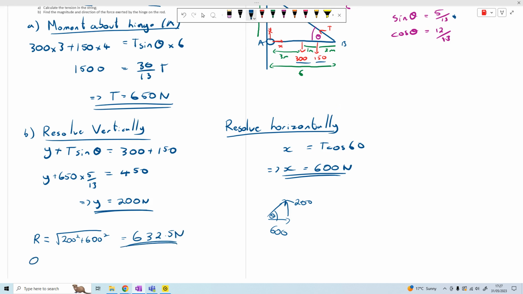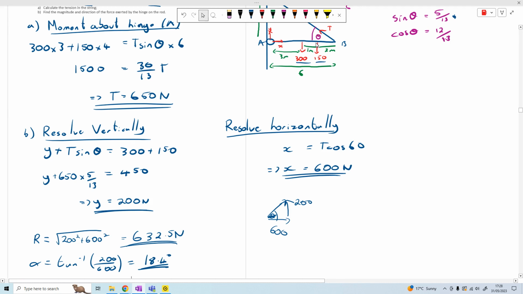Okay, and then its angle. In fact, let's not use theta because I've already used it. Let's use alpha instead. Alpha is going to be tan inverse of 200 over 600, which is going to come out as 18.4. So don't assume that just because you've got a hinge, it's always going to be perfectly in the middle. That's not always the case.